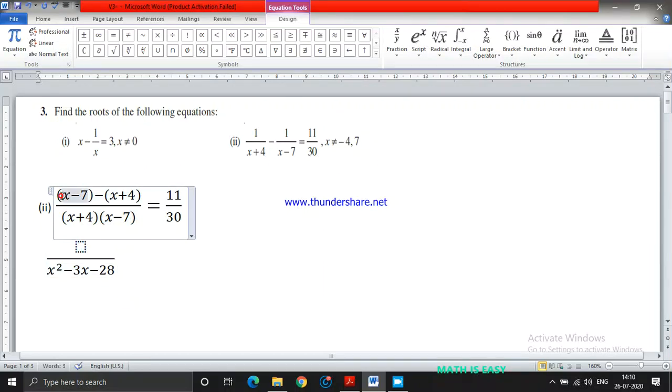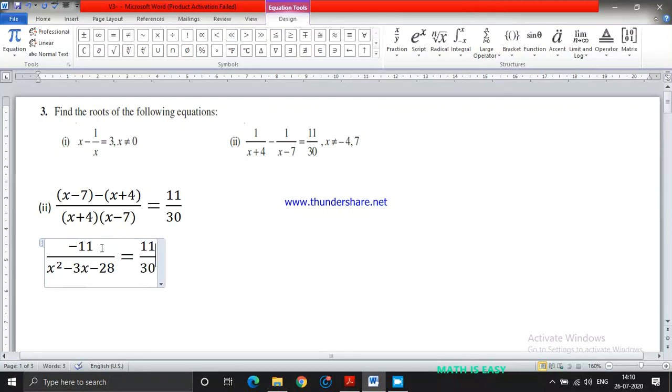And here if I open up the bracket, this is x and this will come as minus x. So x and minus x will get cancelled. Then you have minus 7 and minus 4. Minus 7 minus 4 is going to be minus 11. Okay. So is equals to, again, 11 upon 30.